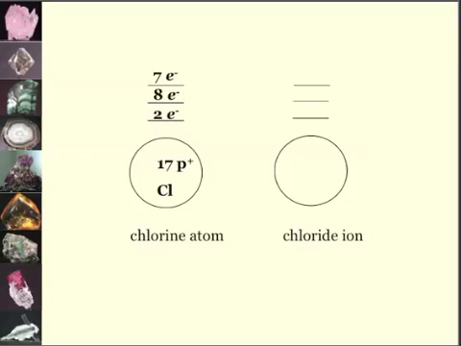Now if we compare that to the chloride ion, again it has 17 protons, but because it is now going to fill its octet, it is now Cl-. So we've got 2 electrons on its first energy level, 8 electrons on its second, and now that it's taken that additional electron, we've got 8 on its third.